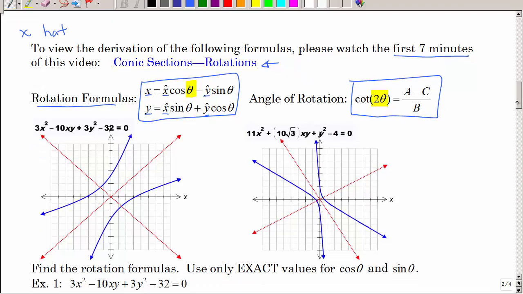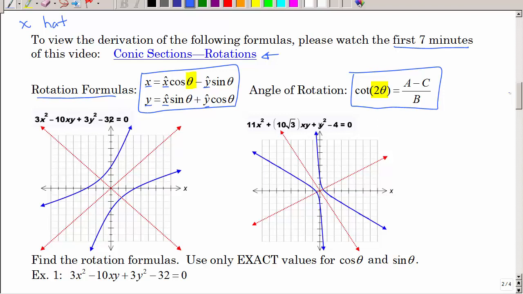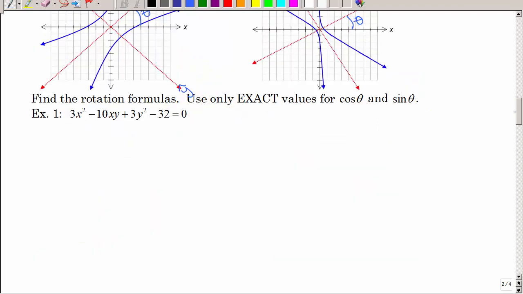I used a computer program to graph some of these rotated conic sections so you can see them. Here's the equation. It ends up being a hyperbola, and this is our x hat and y hat coordinate system, and you can see that it's parallel to the x hat one, and we need to know what that angle is. This one is also a hyperbola. We're going to determine that angle as well. How are we going to do that?